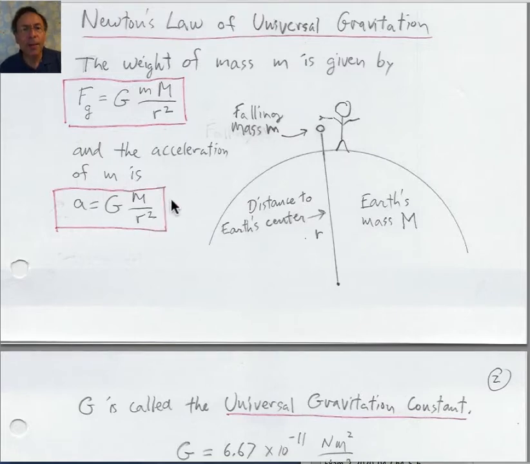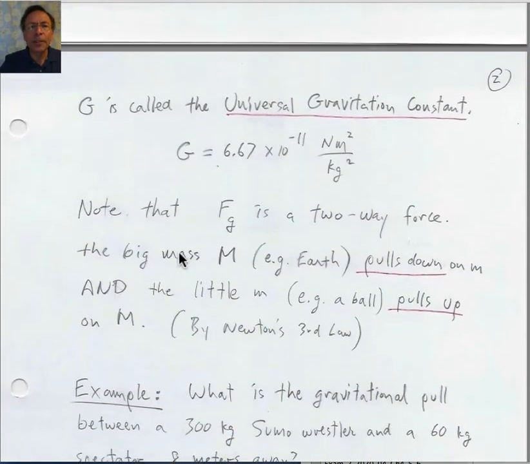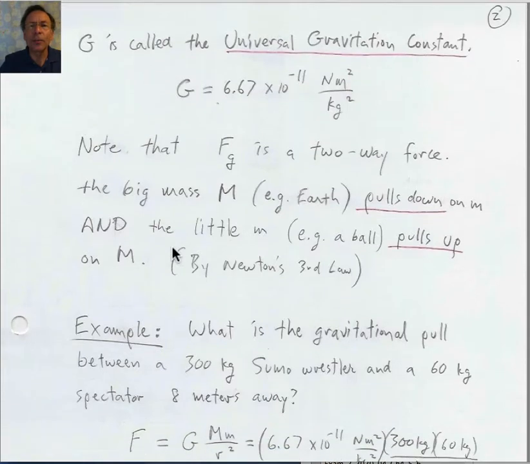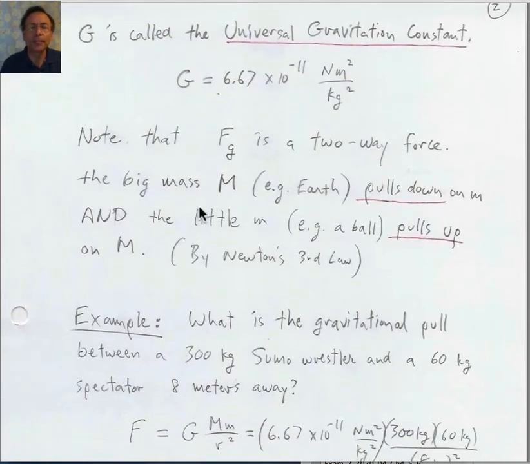Almost the same formula, except now you've removed the test mass. This formula here tells you the acceleration. So if you have an object and you just drop it, this is how much it will accelerate. Okay, now let's look at G, the universal gravitation constant. This number is tiny, 6.67 times 10 to the negative 11.